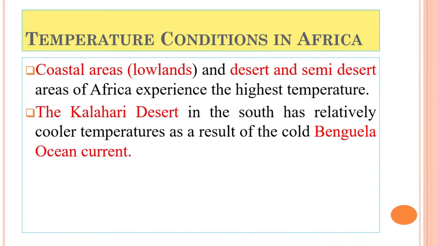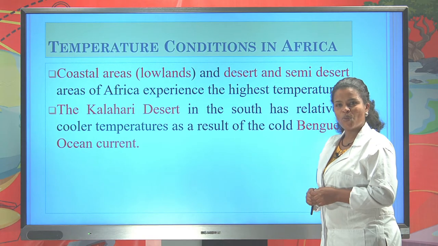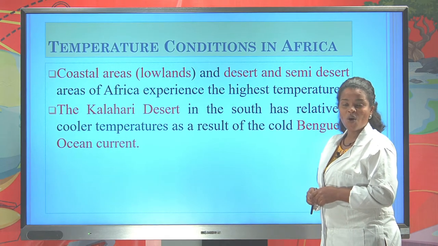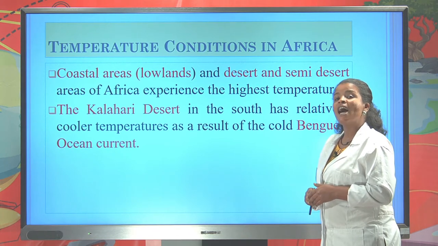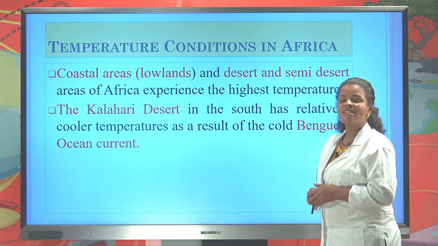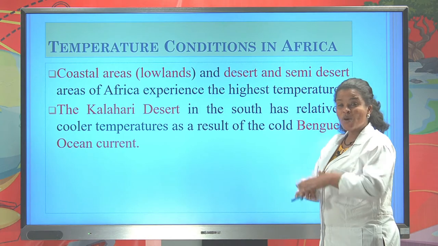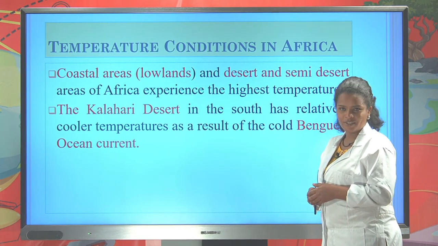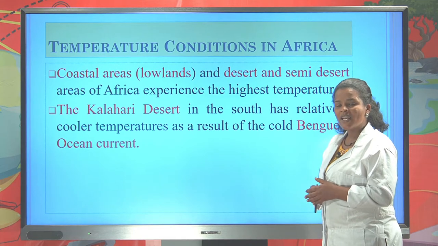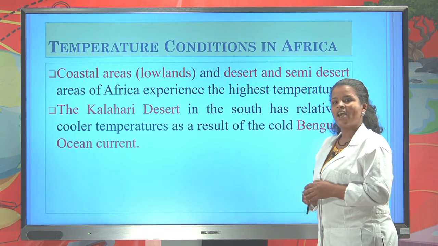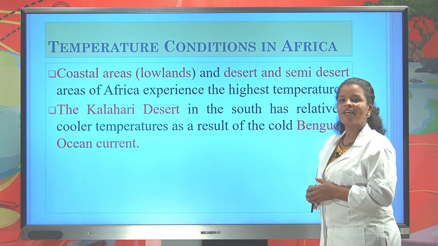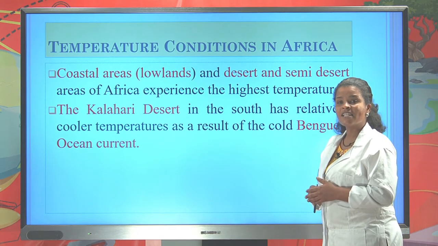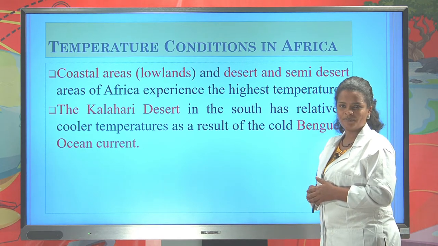Let us see the temperature condition in Africa. As we have seen in the previous lesson, almost 2/3 of the land of Africa lies within the tropics. So most of the area of Africa has high temperature throughout the year. For example, the coastal areas, lowlands, and the desert and semi-desert areas of Africa experience the highest temperature.